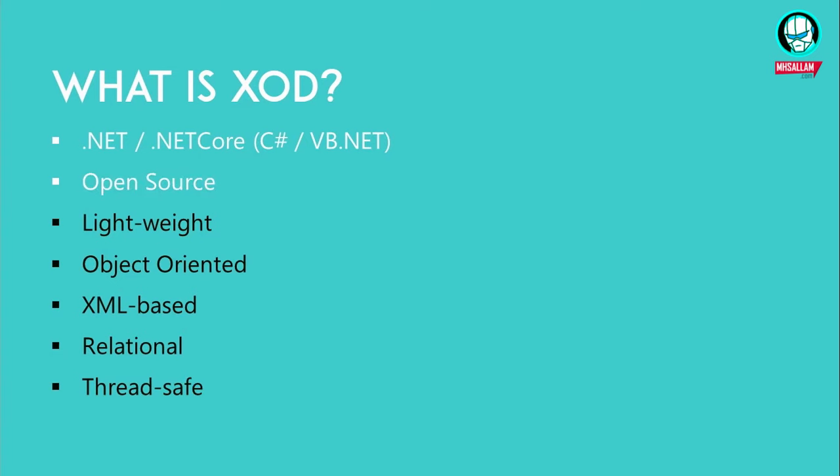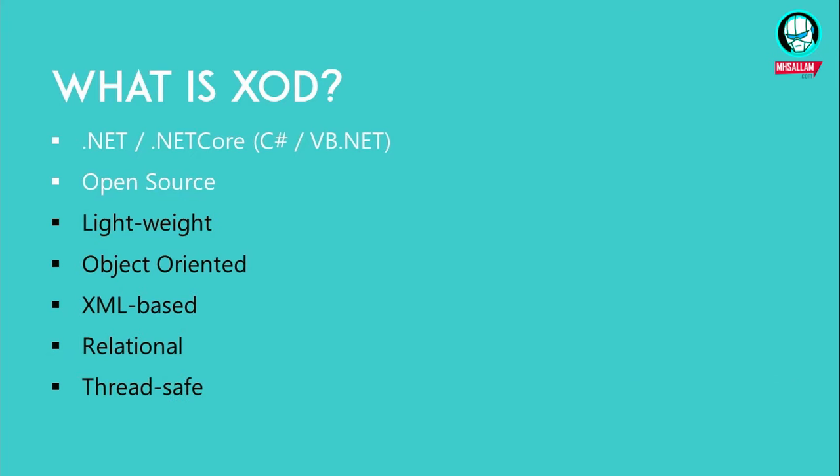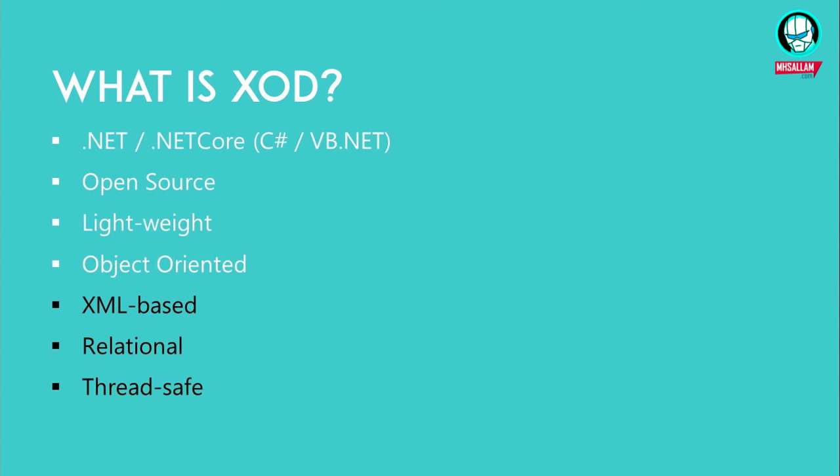First, XOD is open source under MIT license, and you can find it at github.com/mhsalam/XOD. XOD is very lightweight with very little footprints. That means it doesn't consume a lot of space. And as we mentioned before, XOD is object-oriented. It means you don't create tables and columns to structure your data. Instead, you use classes and properties in your code. XOD stores the data in XML format, which is a markup language that is both readable by humans and machines.